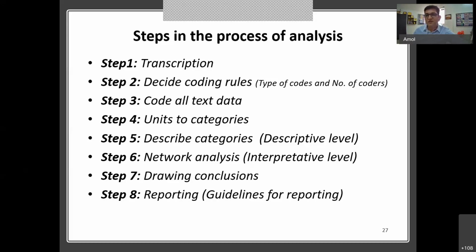Reporting. Just like you have guidelines for reporting various types of research in quantitative research, we have the consolidated criteria for reporting qualitative research, which has a 32 item checklist. You have to choose the items which are relevant to your research question, your research topic, the methods and the approach that you have chosen, and use those as a guide for writing your manuscript or thesis. That brings more transparency and rigor to your work.